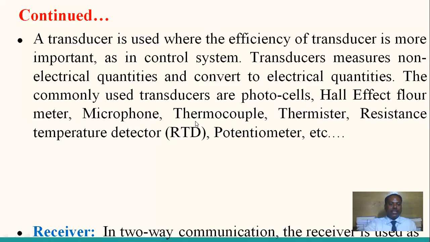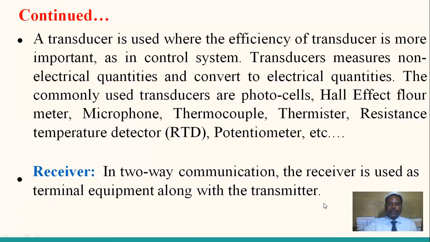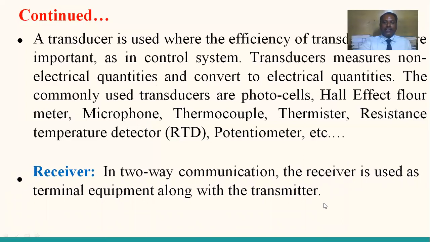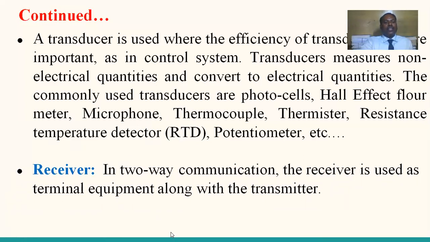Next, the receiver. The first one is the transmitter, the second one is the transducer, and the third one is the receiver. The receiver is for two-way communication. It receives and transmits. All the actions in distribution automation are two-way communications. In two-way communication, the receiver is used as terminal equipment along with the transmitter.